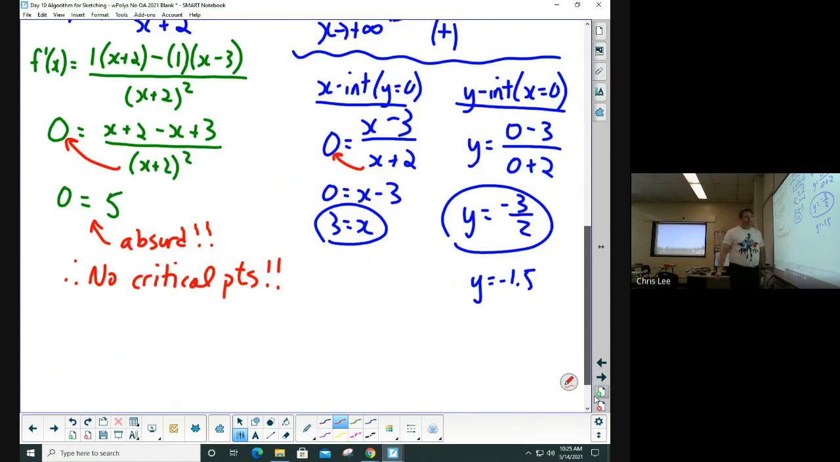That's exciting because I don't need to do a chart anymore. I don't need to go any further. I have no more critical points. I have no more information that's going to get me a better graph than what I have right now. And I imagine when I go off and actually graph it now, I'll see the fact that there are no spots where there's any maxes or mins.